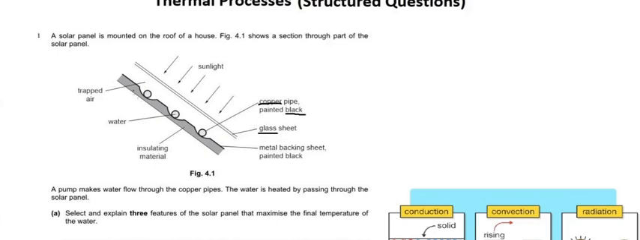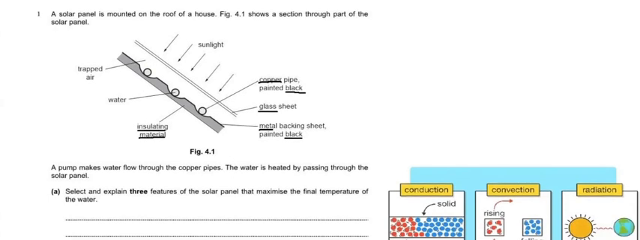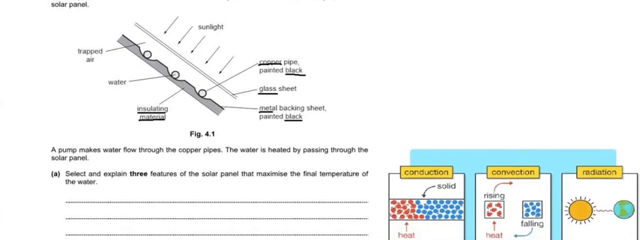Now you have air trapped here, and water. This is the inside where we have water. This part is the insulating material. So all these things are very specific, and they have been used over here for a specific reason. This is also the metal backing sheet painted black. So all these things are very important. They have been painted black. And we know there are several processes taking place over here which maximize the final temperature of the water.